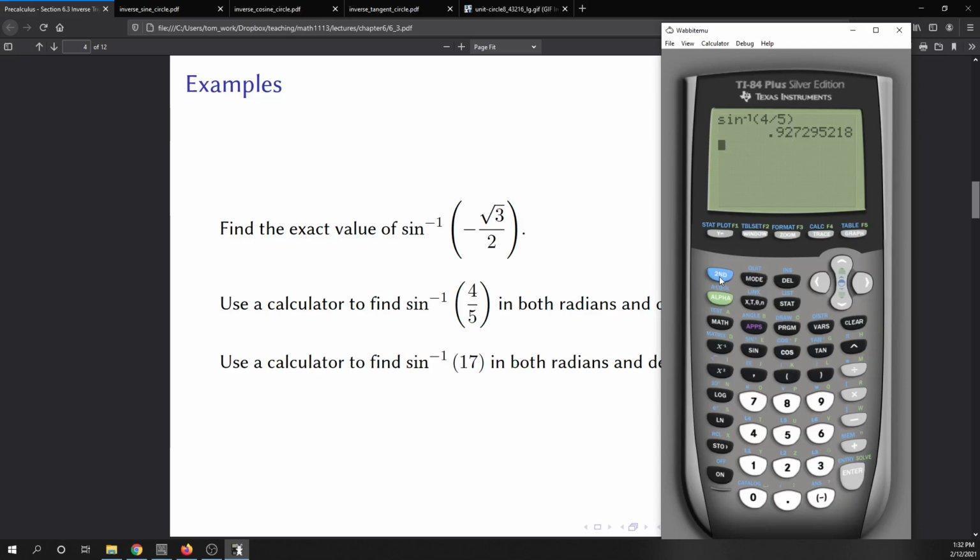Okay. So next up, I want to do that in degrees. So go to mode, sorry, and then go to degrees. So now I'm in degree mode. And quit out of there, and then redo this. Inverse sine of 4/5. I get 53.13 degrees when I do that. All right, let's move on to the next one.